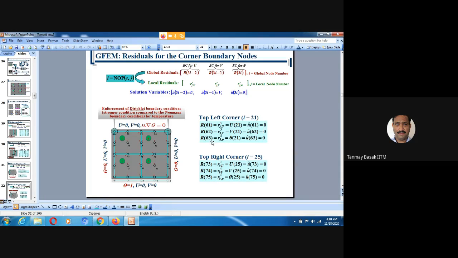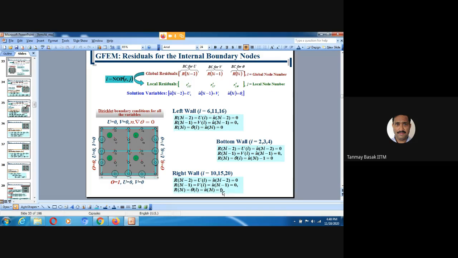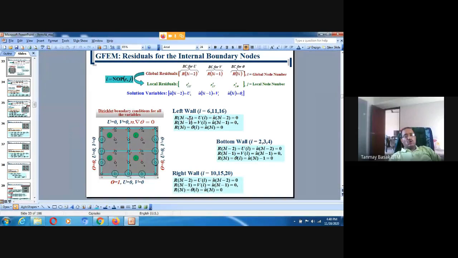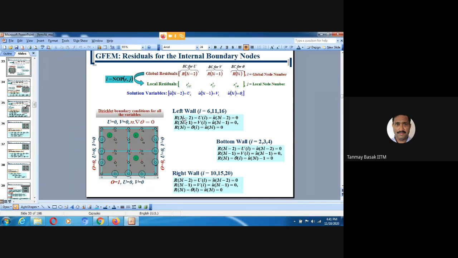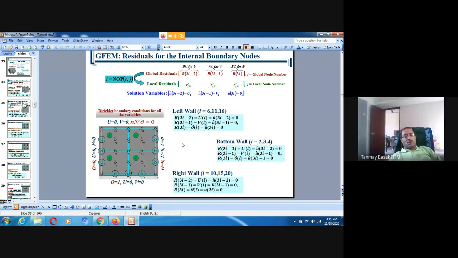So this is the way global residuals are calculated, and these are the boundary conditions. Next we'll be talking about internal boundary nodes. We can have the boundaries here. These are the Dirichlet surfaces. These boundaries are also done in a similar manner. Also, this is the algorithm I am proposing: 3i minus 2. So if we have the local node number i, say maybe 3, 4, with this algorithm we can get the global residual numbers.